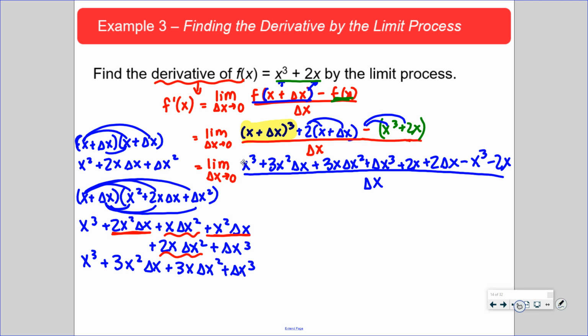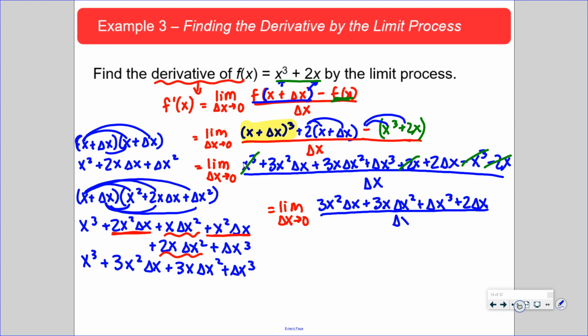So I notice I have an x cubed here and a minus x cubed here. Those have a total of 0. I have a 2x and a negative 2x. That would be 0. And then I'm left with a little simpler expression here of having 3x squared delta x plus 3x delta x squared plus delta x cubed plus 2 delta x all over delta x.